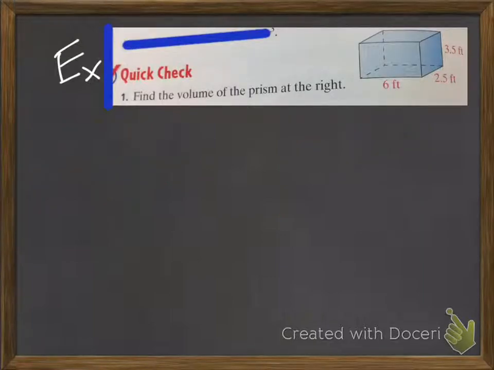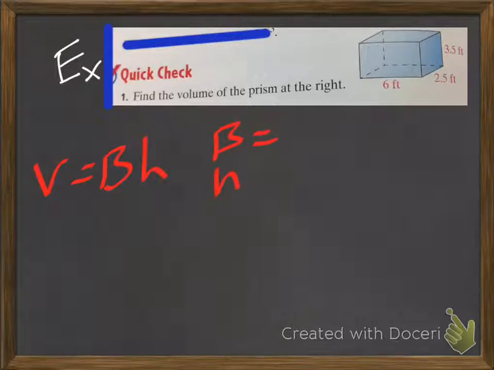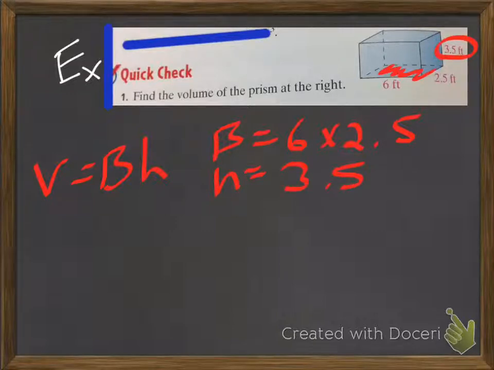So here's an example. Find the volume of the prism at the right. Well, it's V equals BH. So we're missing two things, B and H. B is the area of the base, which is going to be 6. Here's the base. So 6 times 2.5. And the height is 3.5. So we're going to multiply this.